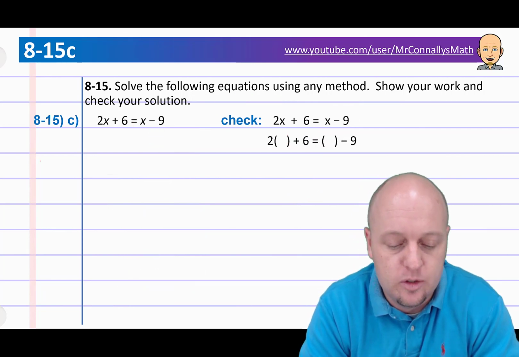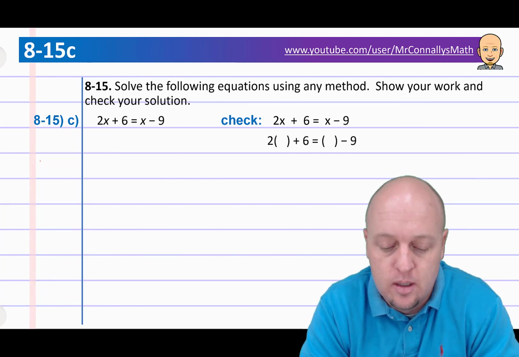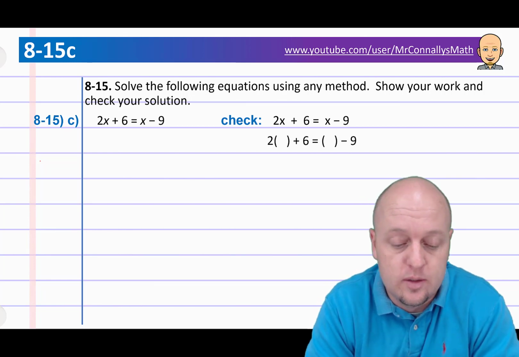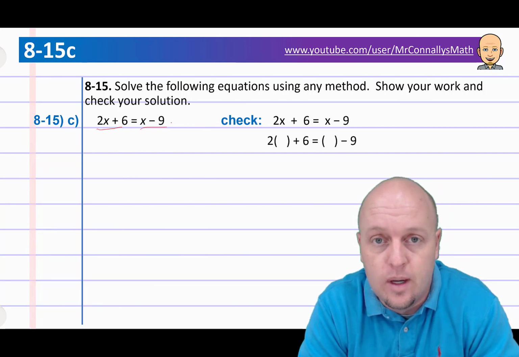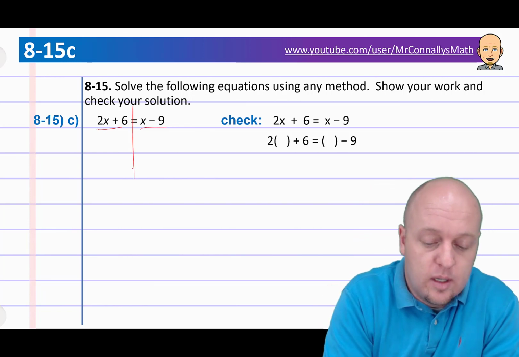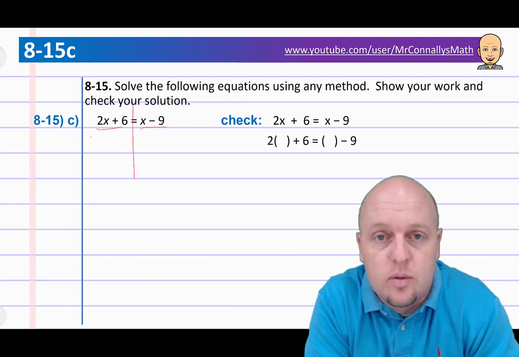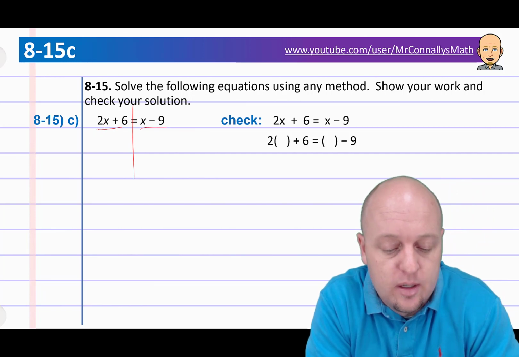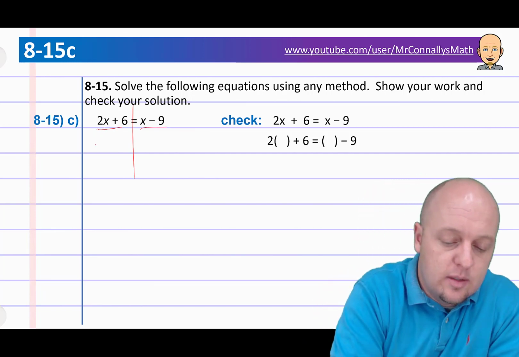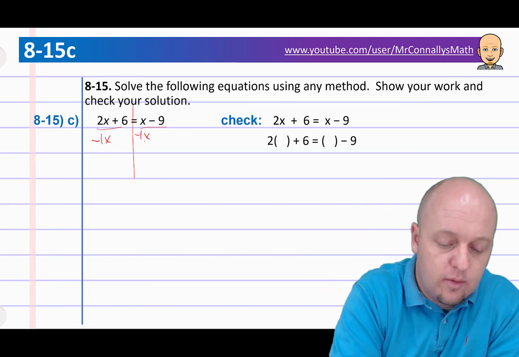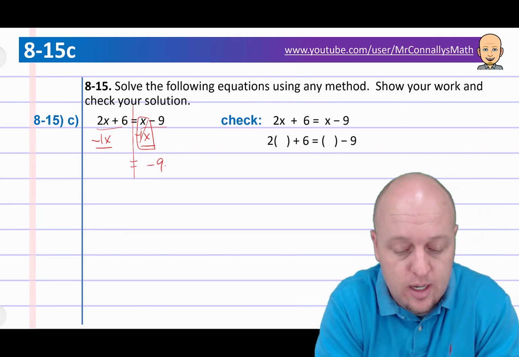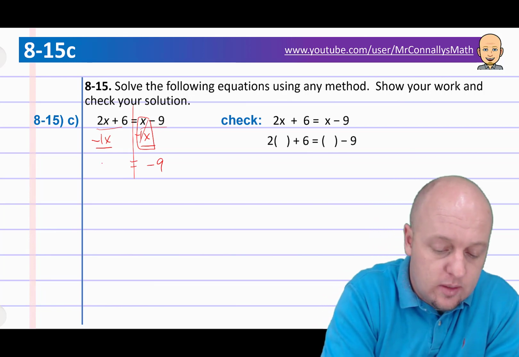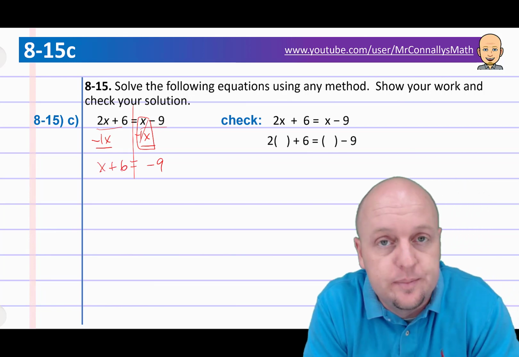And for C, 2x plus 6 equals x minus 9. Okay, so remember, let's look on the left and right. Is there anything to simplify? Okay, so if there's nothing to simplify, then let's start looking at twins. They have everything the same on both sides. They have 2x, at least 1x on both sides. So we'll subtract 1x from both sides. Taking away those x's leaves you with just 9 negatives on the right and 1x plus 6 on the left.